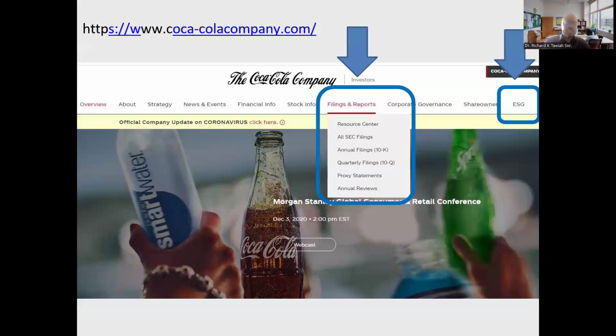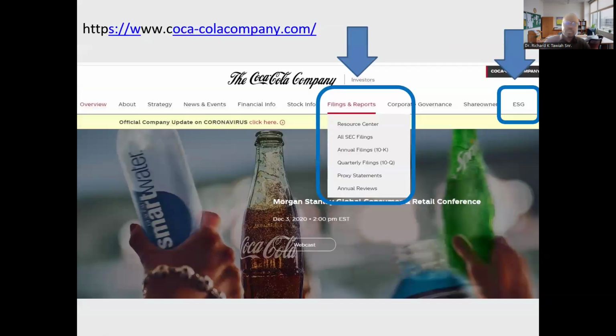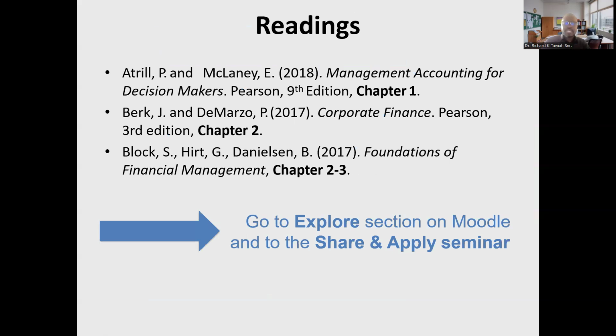Go to their company site. You can get information from there, okay? Download their report. This guides you to where you can get their information, okay? And then, working towards your assignment, select a company of your own. Which one is their closest competitor? Present them. What is the criteria you used in identifying these companies? And use ratio analysis to assess their performance. This alone gives you 30% of the work. Suggested readings, please, if you could do this, that would be great. Ahead of time. All right.